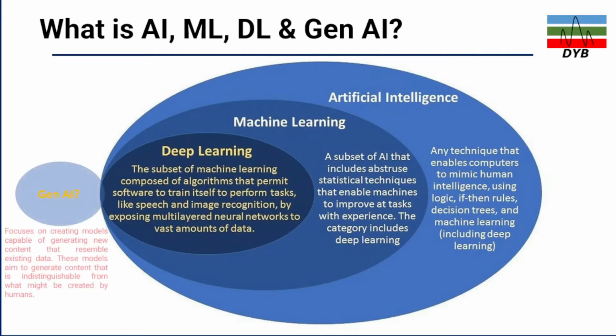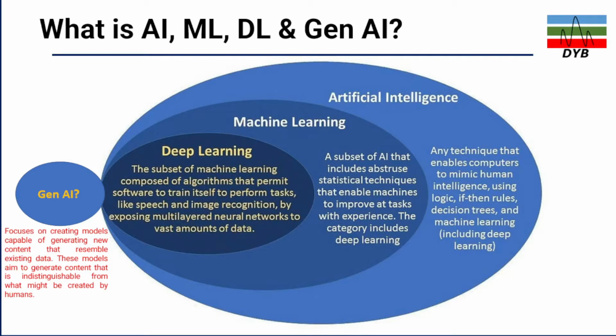Now we are still hearing a lot about generative AI, which is used for ChatGPT and a lot of applications you have been looking at. So that is actually using generative AI. It is the advanced version of machine learning or artificial intelligence. This focuses on creating models capable of generating new content that resembles existing data.